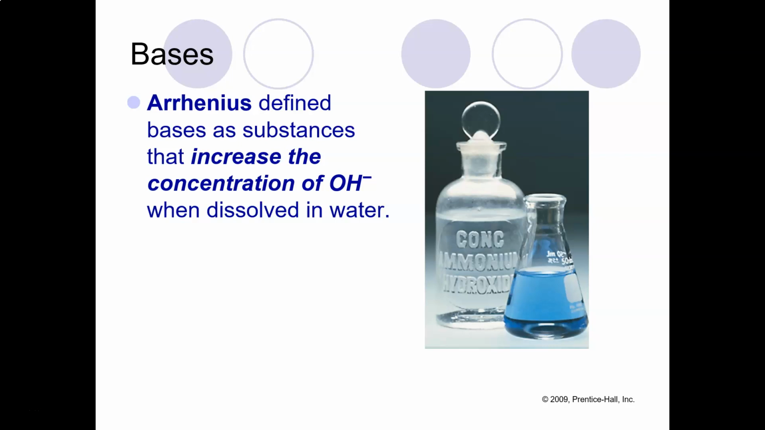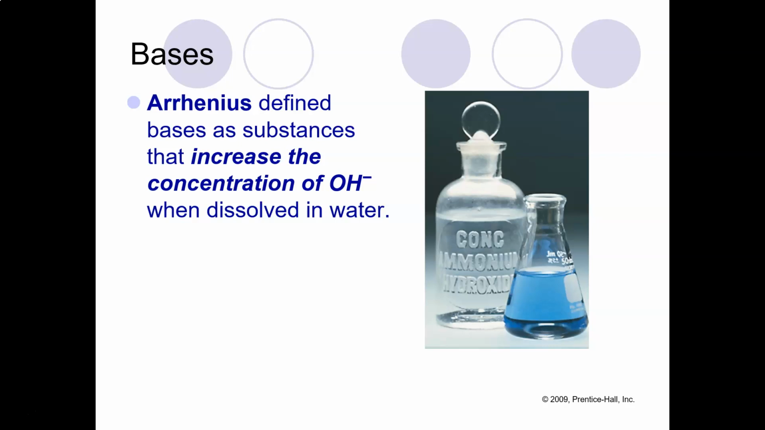Same 2 scientists, but we have a new set of definitions for bases. According to Arrhenius, his definition of a base is something that increases the concentration of OH minuses, so hydroxides, when it's dissolved in water. So this definition is very similar to the Arrhenius definition for acids. It's just acids were H pluses and bases were OH minuses. Okay, so that's the Arrhenius definition. So 2 sets of definitions.